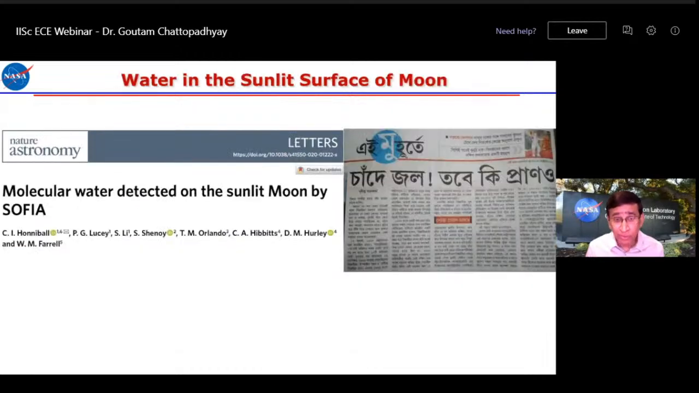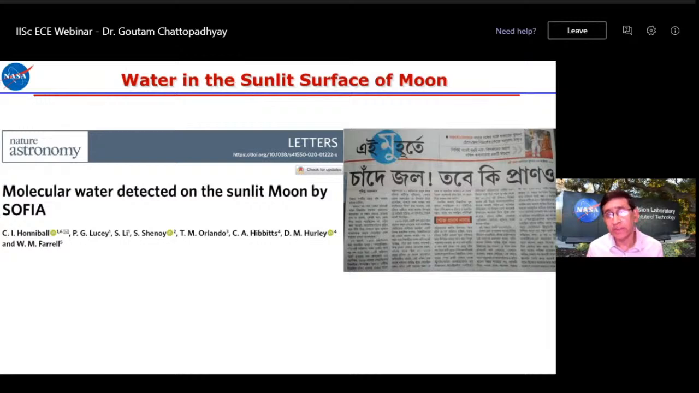The next thing I want to show happened earlier this week, or I think last week: molecular water detected on the sunlit side of the moon by the SOFIA instrument. Again, what does it mean? We knew that there is water on the moon, but mostly that is in very cold, shadowed areas of the moon. So we had not really detected water on the sunlit side on the surface before. But this Nature Astronomy paper came out, and they detected it for the first time.